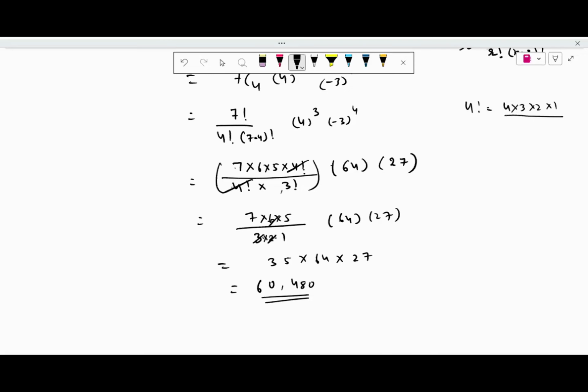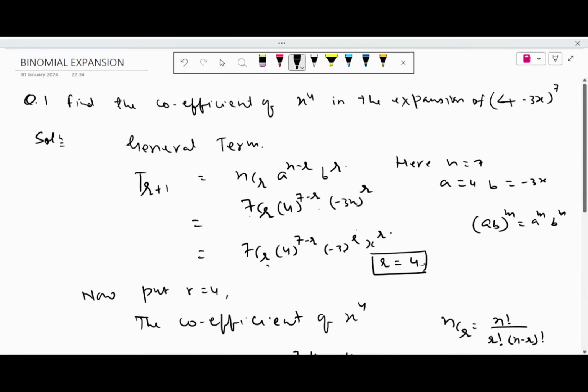Yes, 4 minus 3x to the power 7. I saw the answer on the website, and it was 181,440, the coefficient. What is the question? It was the same one we did. Can you read the question once again?